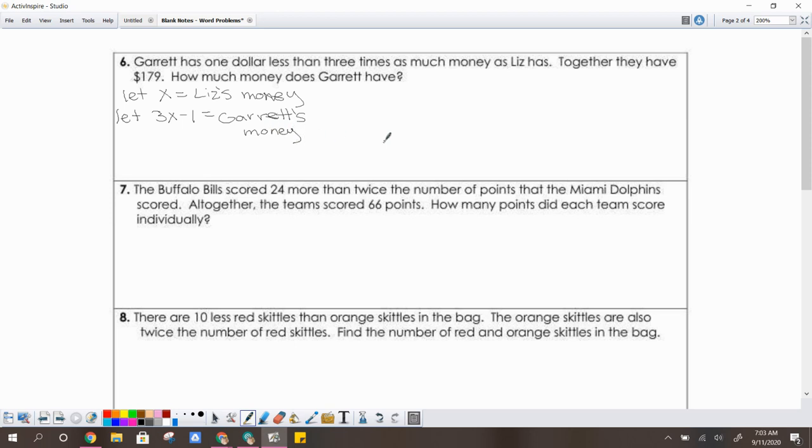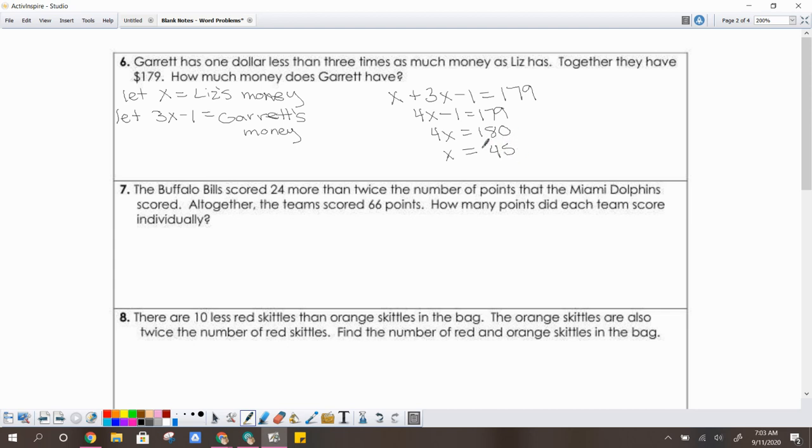Okay, so now I can go ahead and figure this out. It says together they have $179. So I need to add these two together, equal to 179. So Liz's money plus Garrett's money equals a total of $179. And now we can solve our equation. Add 1 to both sides, divide by 4, and you end up with $45.